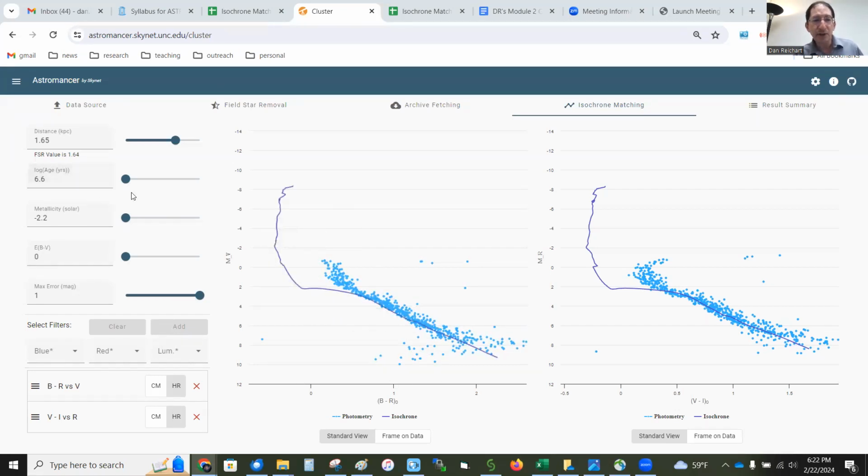If I move this age slider, the isochrone curve will move, and it shows you where stars of different mass end up at a different time. Okay. So let me show you a figure.